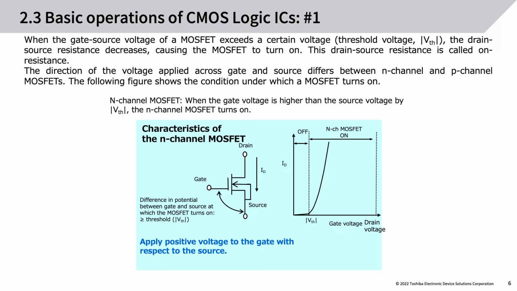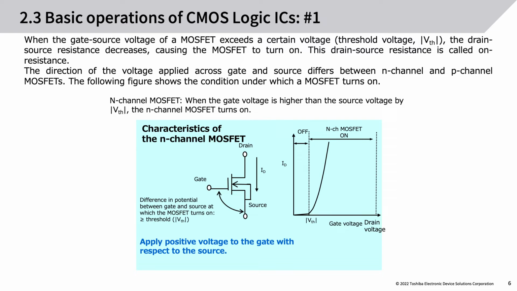Basic operations of CMOS Logic ICs. 1. When the gate source voltage of a MOSFET exceeds a certain voltage, the drain source resistance decreases, causing the MOSFET to turn on. This drain source resistance is called on resistance. The direction of the voltage applied across gate and source differs between N-channel and P-channel MOSFETs.